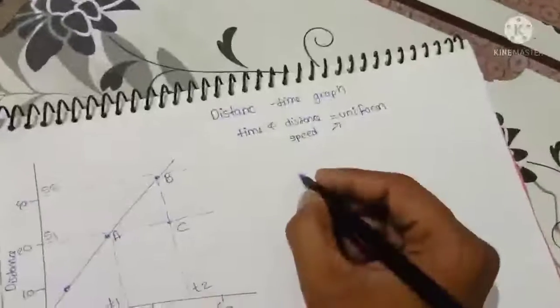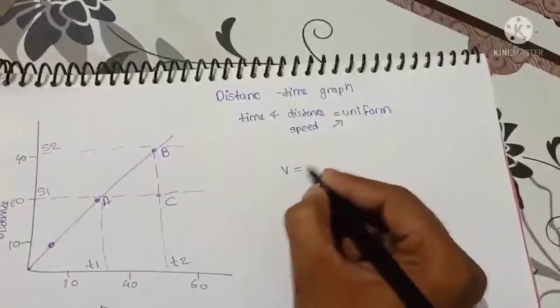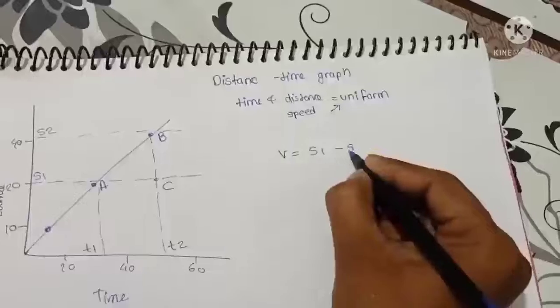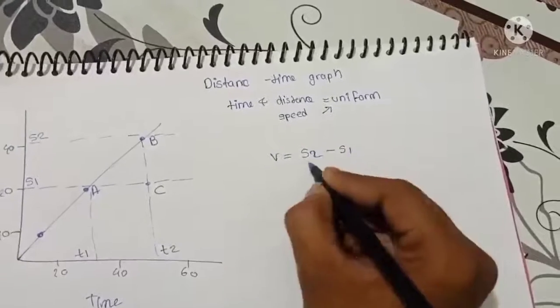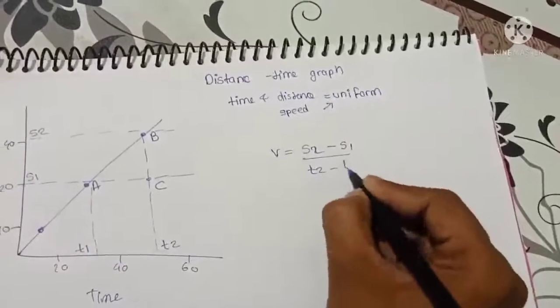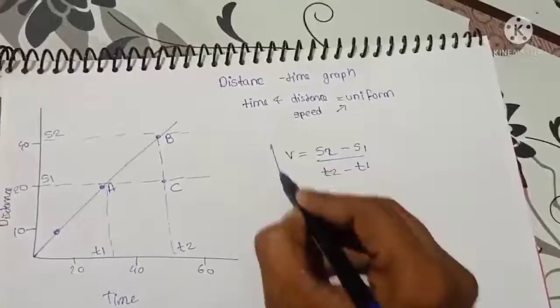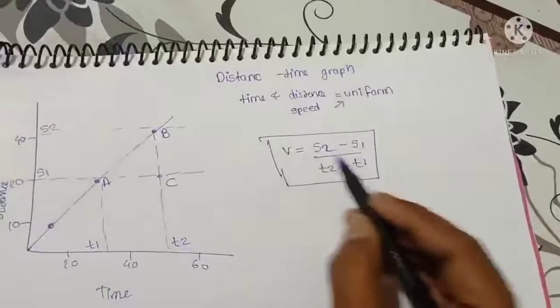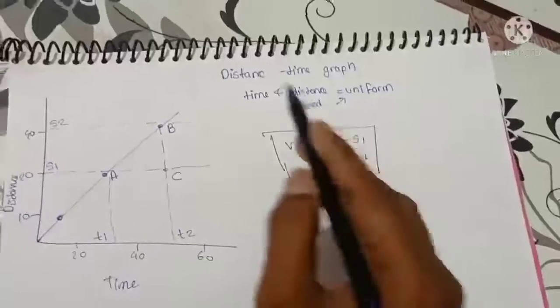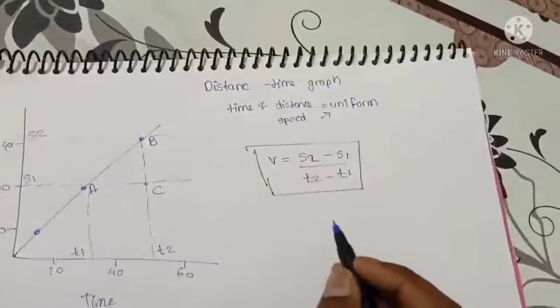So now to find out the velocity, we have S2 minus S1 upon T2 minus T1. So this is going to be our formula to find the velocity by distance time graph.